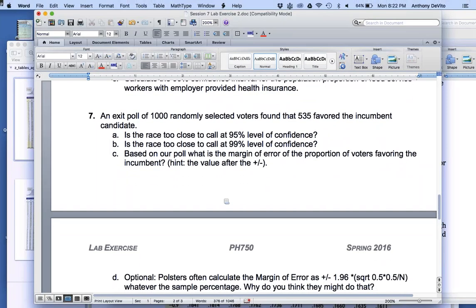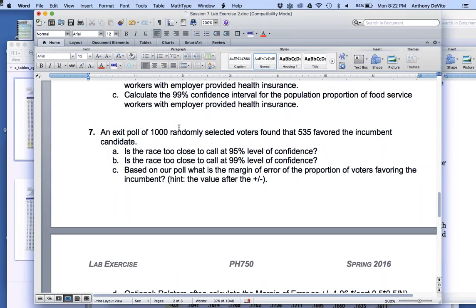Okay, so we had a voting situation. We were talking about voting before. We have an exit poll of 1,000 randomly selected voters and found that 535 favored the incumbent candidate. What did the other 465 do? They voted for the other. They favored the other guy, right?